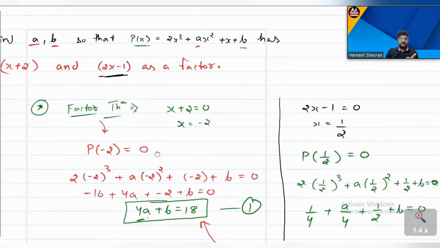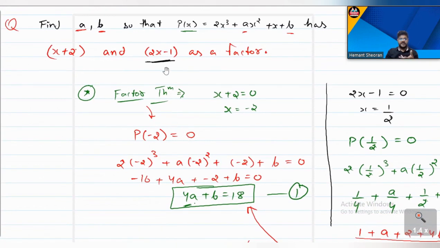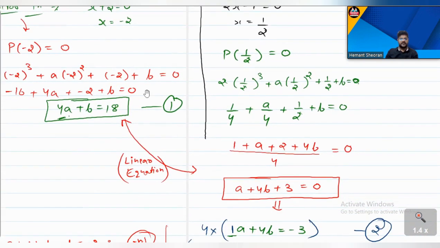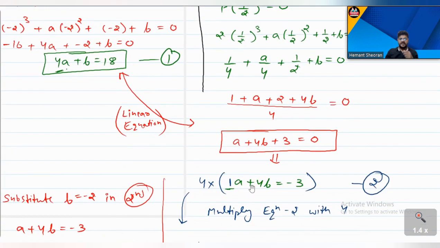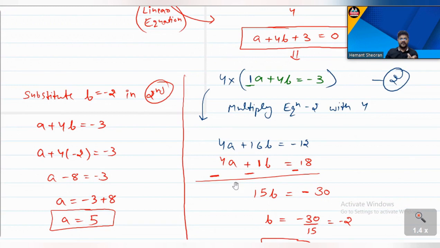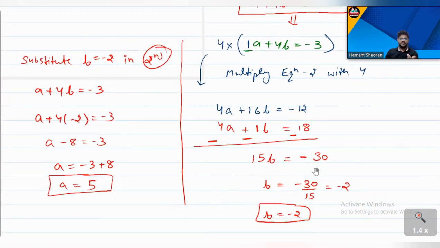So if we recall from starting, what was the question demanding? The question is saying find out a and b if x plus 2 and 2x minus 1 are the factors of the given polynomial p(x). So what we did in it, we applied the factor theorem, we found out the zeros of it, then we substituted those zeros into the polynomial. We got two equations out there. One equation is 4a plus b equal to 18. Second equation is a plus 4b equal to minus 3. Then by elimination method, we made their coefficients the same, and then we subtracted them. So when subtracting, you got b as minus 2. Then substitute that b in any one of the equations. So we are substituting in second. You can also substitute in the first. You will get the same answer.